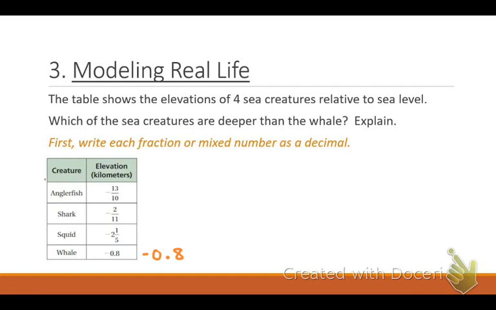0.8. What about, is there any other one in here that you could just automatically figure out? Real simple. Maybe a fact or a fraction that we've already memorized in our heads before. Kaylee, which one? Okay, she says the anglerfish. What do you think negative 13 over 10 would be? Negative 1.3. Okay, negative 1.3. How did you figure that out?